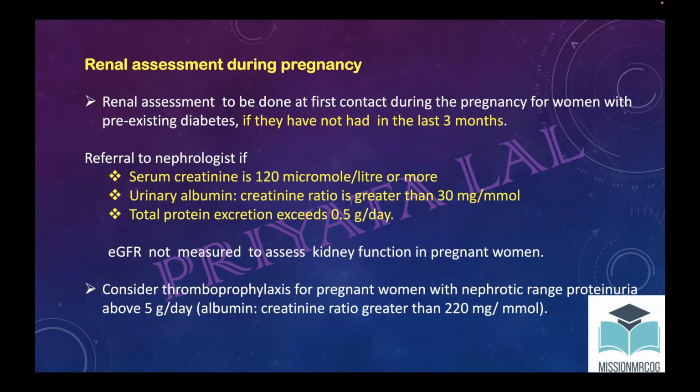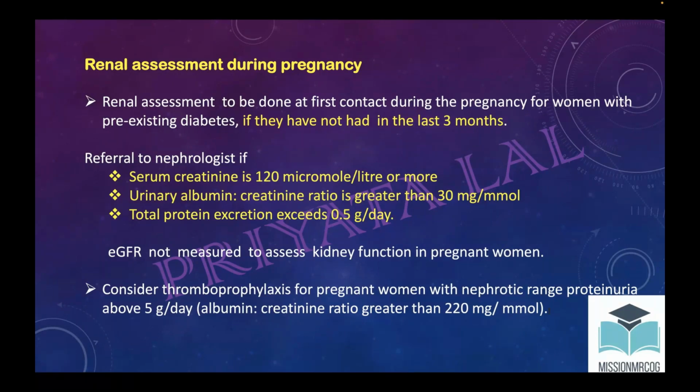So eGFR will usually have no role during pregnancy. In pregnancy they measure serum creatinine, urine albumin creatinine ratio, and also total protein excretion. If it exceeds more than 5 grams, then in that situation the patient is to be referred to a nephrologist. And if proteinuria is in nephrotic range, that means more than 5 gram per day, thromboprophylaxis is to be added for the woman. This you should also know because it may be asked in your exam. This is the renal assessment during pregnancy.